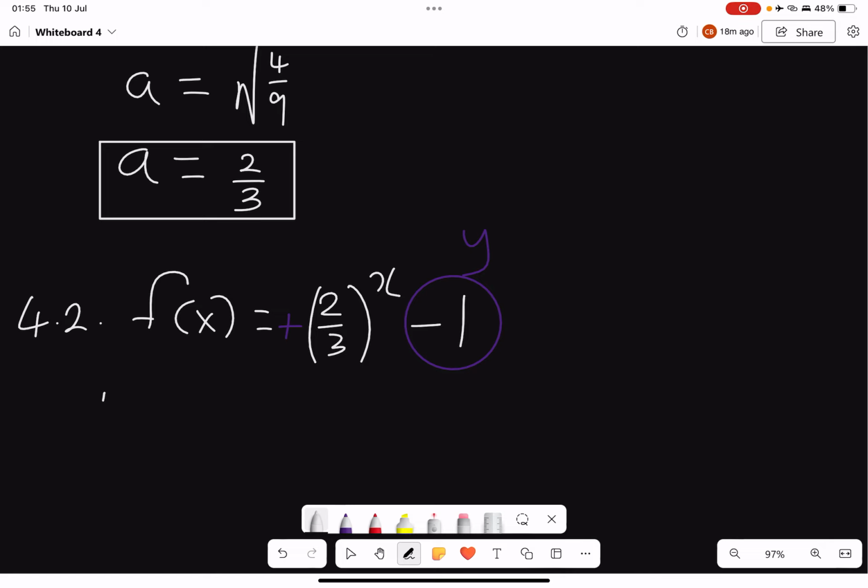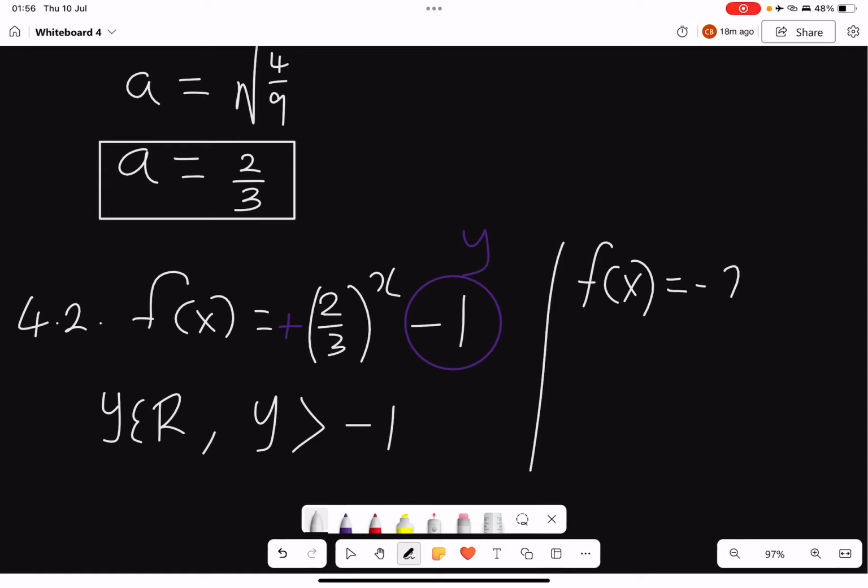So, ladies and gentlemen, our range would be y an element of the real numbers, where y is above the asymptote. Remember, y is the function. Right, and that is your range. You don't include the asymptote. Let's do another example. Let's say I had f of x equals negative 2 to the power x plus 3. The range in this case will be y an element of the real numbers, but y will now be less than the asymptote, which is 3, because of the negative sign. I'm sure it makes sense.